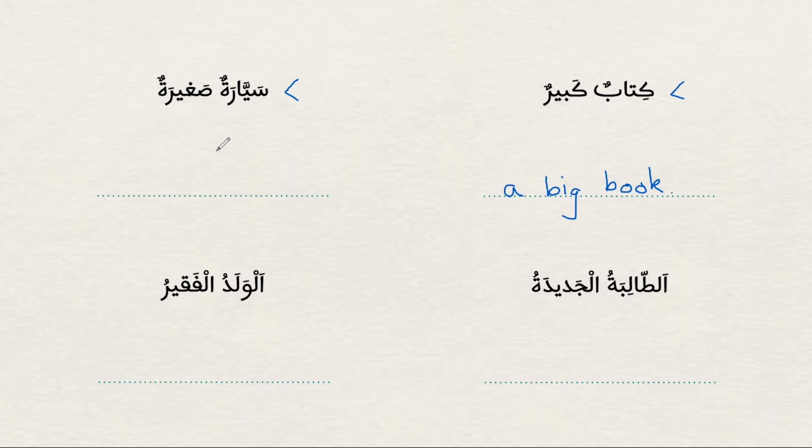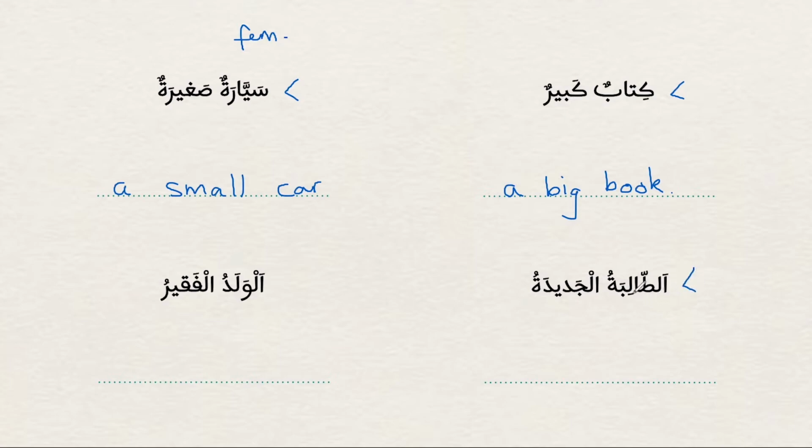Sayyaratun saghiratun. Okay, so again, it's indefinite, but now we're looking at the adjective, and we've got to swap round the order, as I said, because in English it goes the opposite way. We say a small car. In this example, both words are feminine. So you can see sayyaratun is feminine. We can see that clearly by the fact that there's a ta' marbuta at the end. And then the adjective here must also have a ta' marbuta. I can't say sayyaratun saghirun. I must make it match by adding a ta' marbuta to the end of the adjective as well. A small car. Okay, so let's look at some definite examples now.